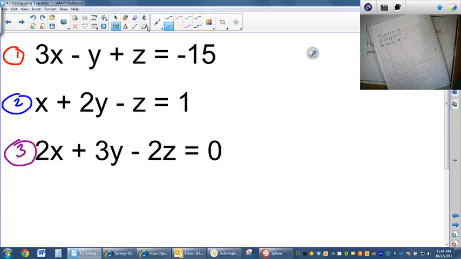Alright, so step number 2 says, choose a pair of equations and eliminate a variable. Now there's a very obvious choice here. Betsy, what 2 equations should we choose to eliminate one of the variables? One of them is sitting there.